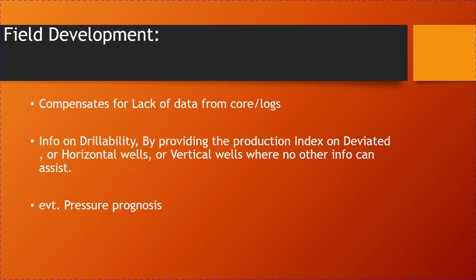Another way is by providing the production index on a deviated or horizontal well. Sometimes it's hard to compute on your dynamic model, so you may be able to get the value from well testing. And refining the uncertainty on well testing makes it even more important for the drilling engineer, because he wants to know the production index, because he wants to have certainty on the pressure prognosis.